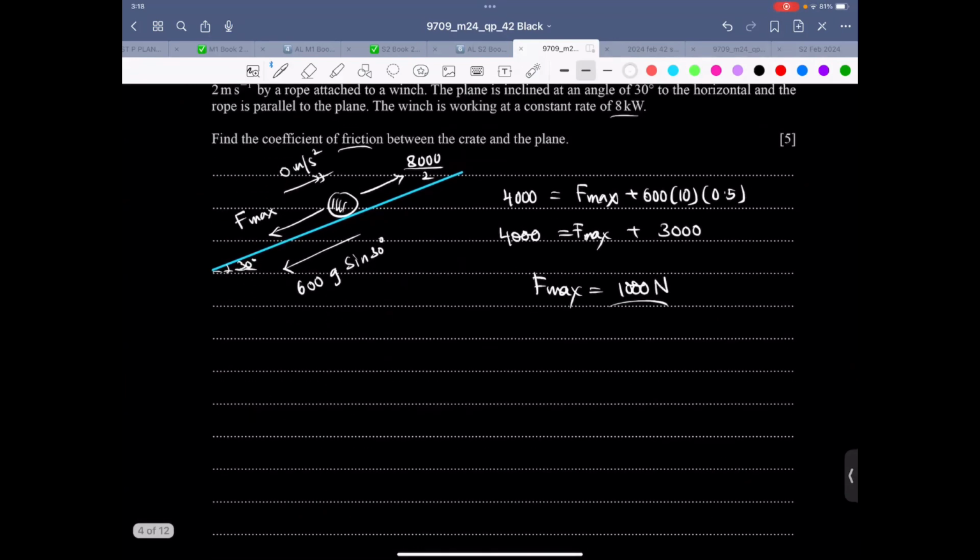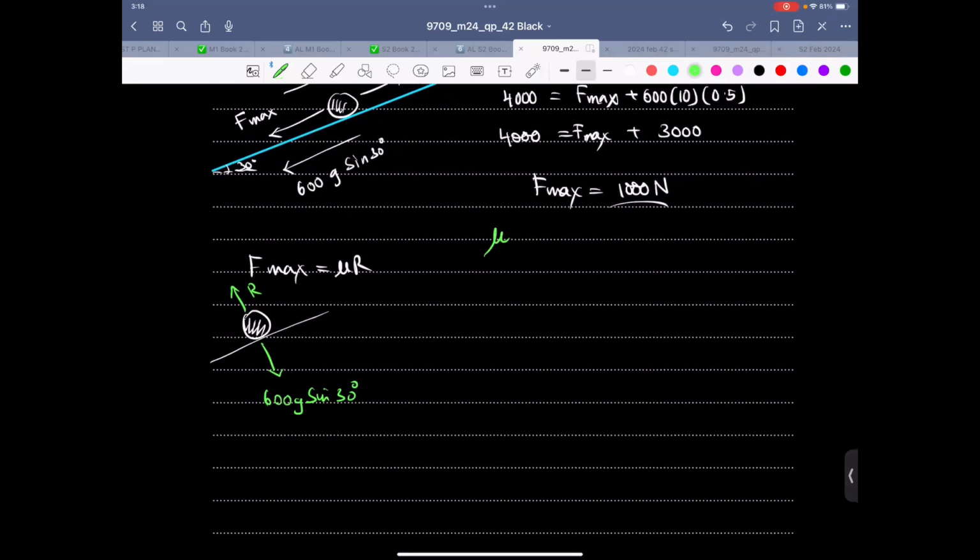But we know that F max is equal to mu R. So on an inclined plane, what is the normal reaction force? The normal reaction force is equal to mg cosine theta. In this case, it's 600 g into sine of 30 degrees. So therefore, F max is mu R. So that is mu into 600 g sine of 30 degrees is equal to 1,000. So make mu the subject. That is 1,000 over 600 into 10 sine of 30.